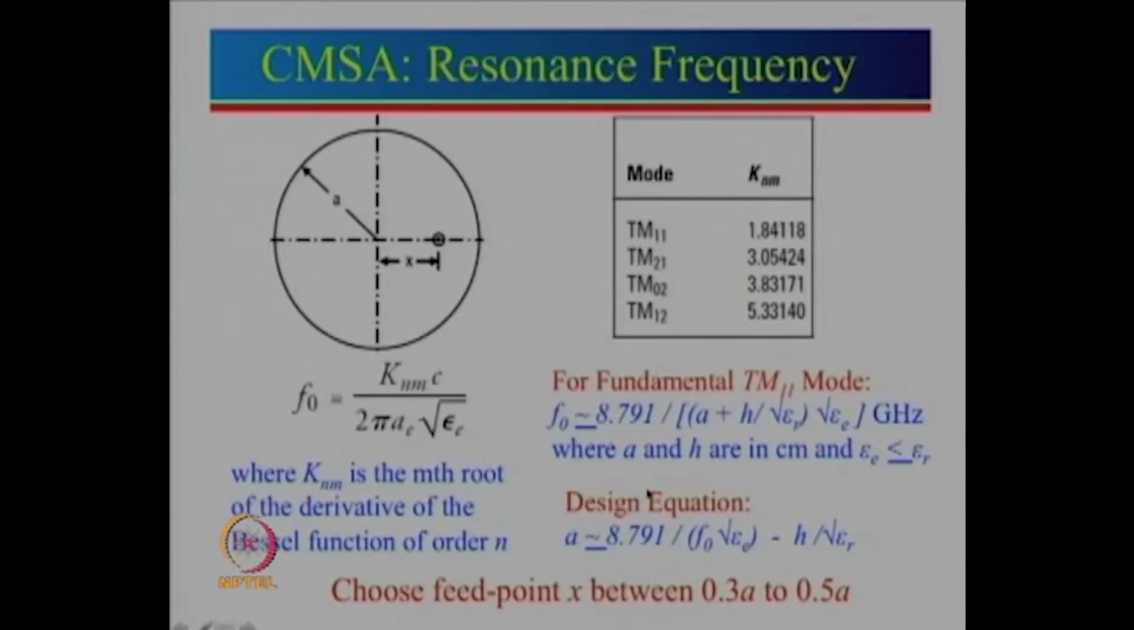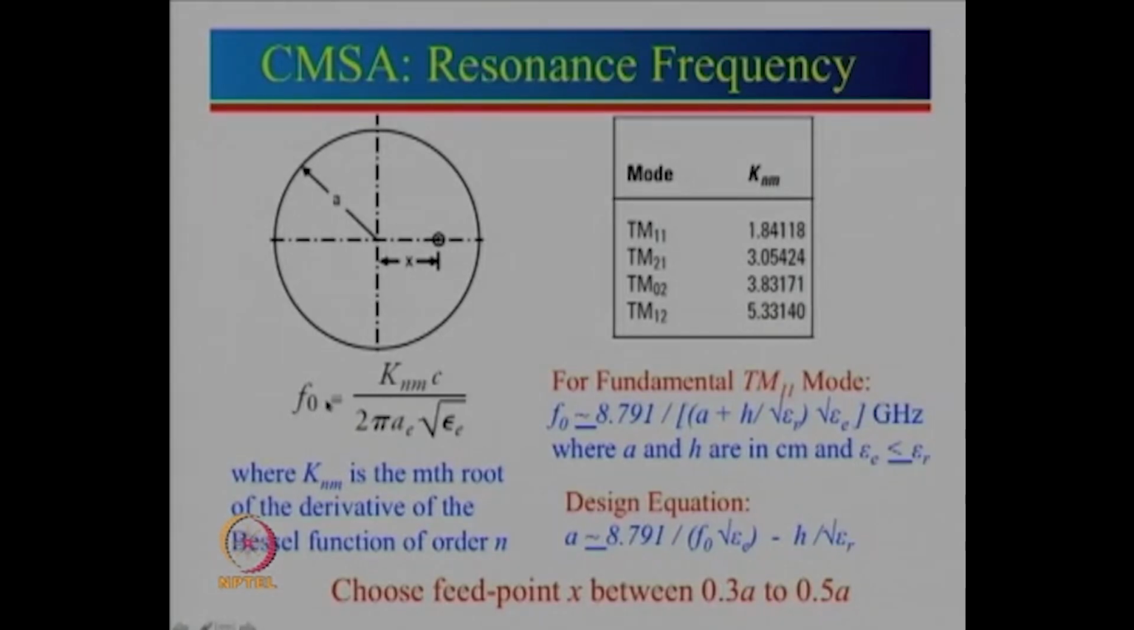So we will now go to the next configuration. We have so far discussed only rectangular or square microstrip antennas. Here is now a circular microstrip antenna, and let us see how we can calculate the resonance frequency. First of all, here is a circle with radius a, and here is a feed point. We need to find the value of x so that we can get good impedance matching as before.